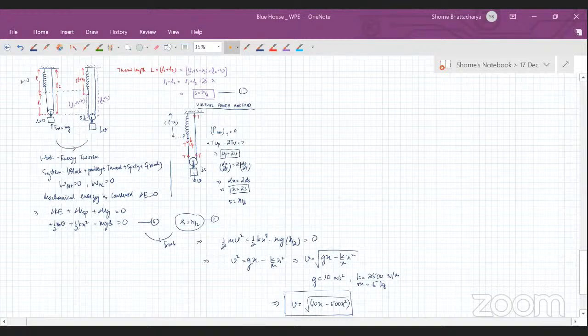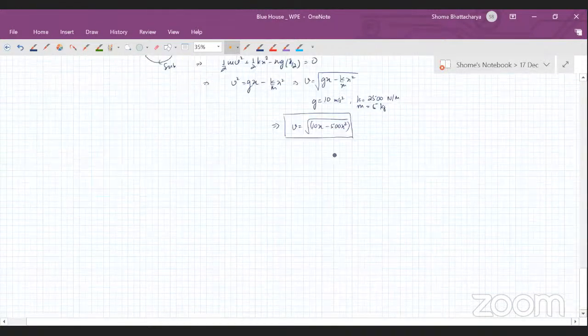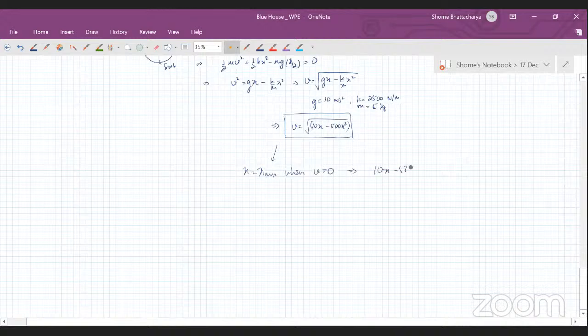Yes, x will be maximum when v is 0. That's correct, Pratyush. So from this equation, you can see that x will be equal to x maximum when v is 0. So that means 10x minus 500x square should be 0. That means either x is 0, which was the initial state, or x is equal to 10 by 500, or 2 centimeters. So this is the maximum extension.